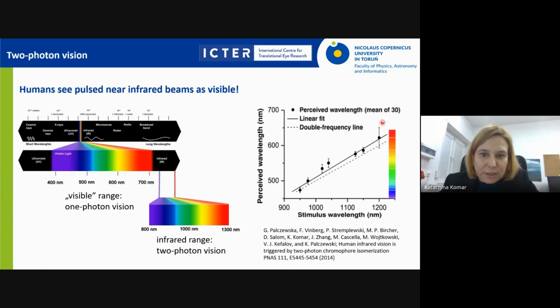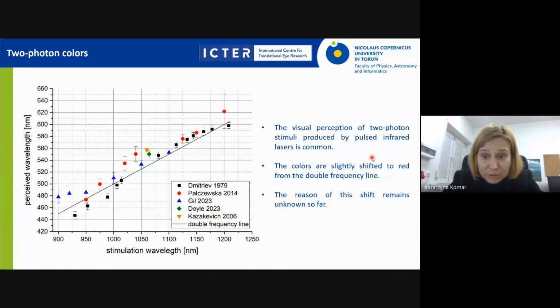We performed this experiment on 30 healthy participants, and we found that they all can perceive those colors, and the colors are very close to the double frequency line perceived by this process. However, it was not exactly double frequency light. It was a little bit more reddish than the double frequency light. And on this plot, you see the results of all similar experiments that have been reported so far in the literature.